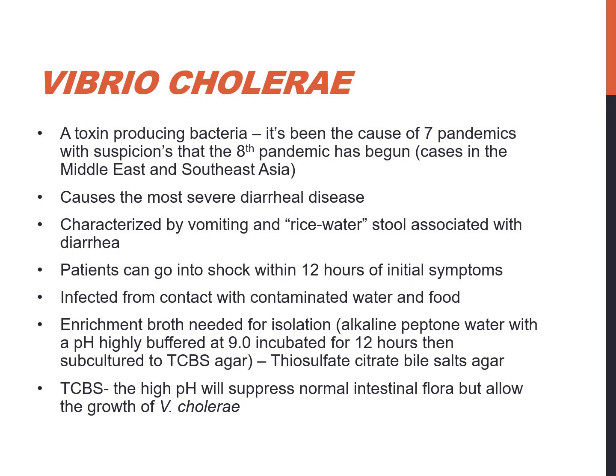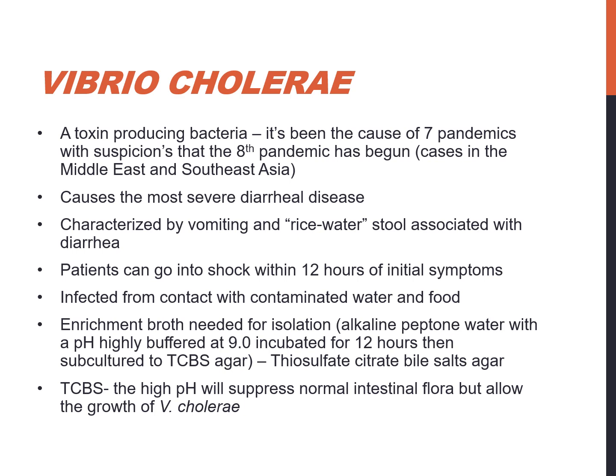It is characterized by vomiting and rice water stools, and what they'll see is flecks of mucus and tissue in the stool, and it looks like grains of rice. A patient can actually go into shock within 12 hours of the initial symptoms. We don't usually culture for Vibrio cholerae, but we always look for beta hemolytic, cytochrome oxidase positive organisms on blood agar because those could be Vibrio cholerae. Shock and death from this organism can occur in 24 hours because of the fluid loss and cardiovascular collapse. These patients that have Vibrio cholerae lose gallons of diarrhea every day.